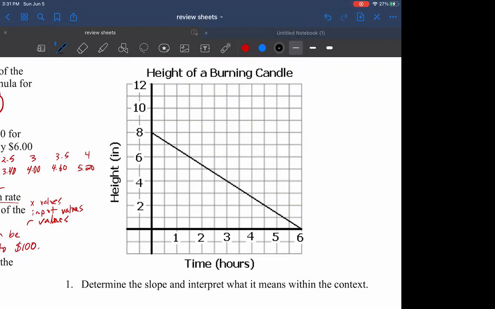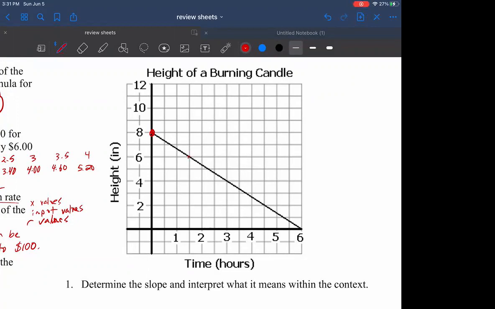You must look at the actual values that you are rising and running, and just find 2 nice points where you can get exact coordinates. What I mean by that is we have a nice y-intercept point here. Let me do this in a different color. So our y-intercept is at (0, 8). So at 0 hours, we have a height of 8 inches on this candle. That just tells me the candle was 8 inches when it started.